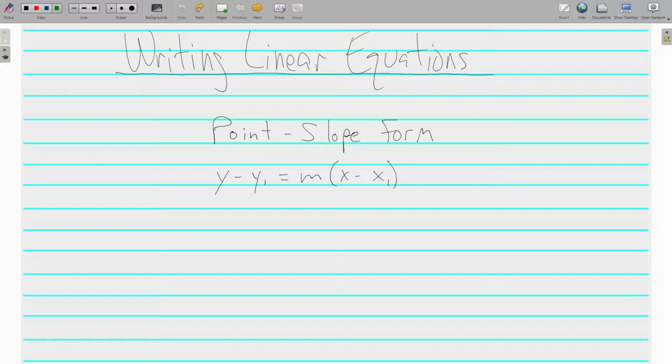The form that we need to get it into slope-intercept form is right here. It's called point-slope form, and it's exactly what it sounds like. When we know a point and the slope of the line that we're dealing with, we can put that into this formula and do some solving and come out with something that we can graph. Let me show you what I'm talking about.